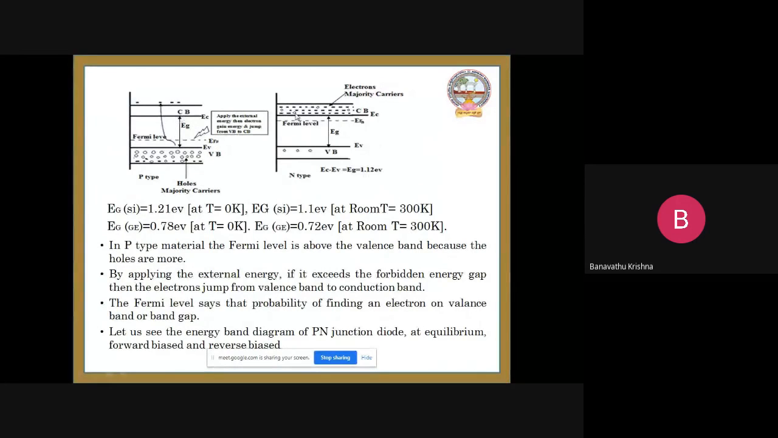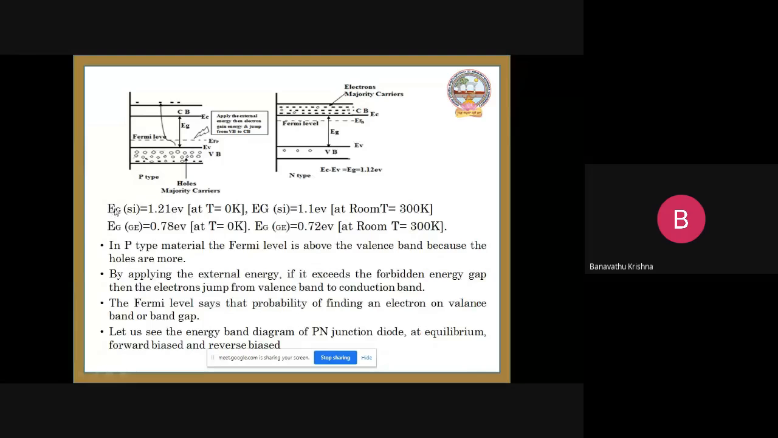Similarly, let us see again in n-type semiconductor material. As in p-type, the Fermi level is located below the conduction band, because here the majority charge particles are electrons. And this is the energy gap. Generally, the energy gap of this material is 1.12 electron volt.